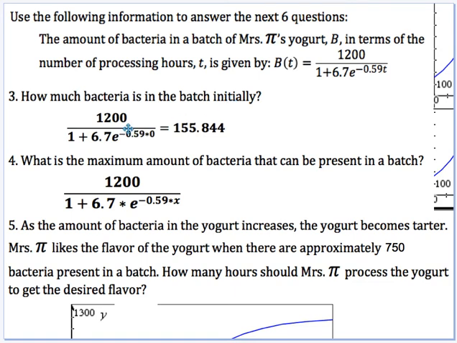Well, when you're looking at that, your variable, t or x, is going to be your time. Initially, time starts at 0. So if you plug in a 0 for your x, just type this in the calculator, you find that the initial amount of bacteria is approximately 155.8. Let's say 156 pieces of bacteria.